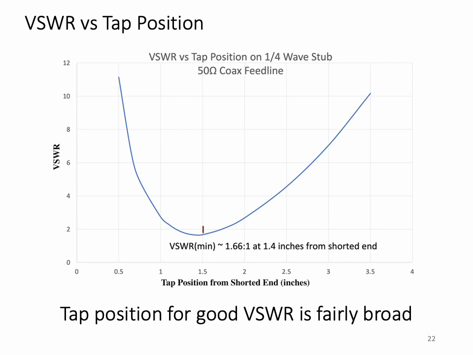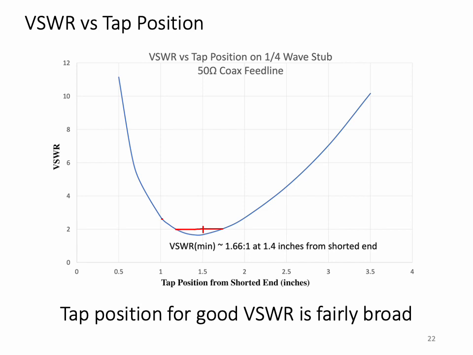What's nice is that the tap position for a good standing wave ratio, in other words less than 2 to 1 or so, is fairly broad. So this region here from about 1.2 inches to about 1.7 inches is where we can put the match so that we end up with a relatively good SWR. We don't have to be too concerned about how we tap that antenna in order to match the load.